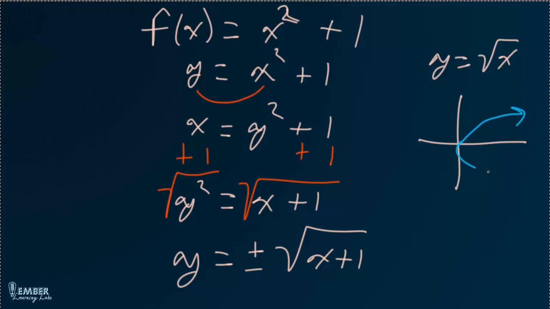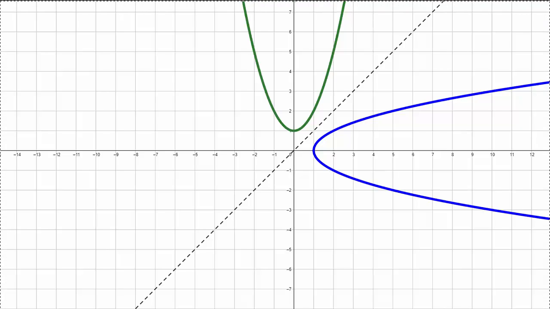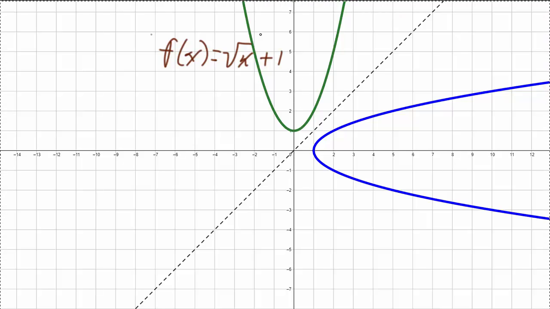So if you have plus and minus, it would be a full parabola going sideways. So if we graph them all together, we end up with this shape. This is our original up at the top. Our original was f of x equals x squared plus 1. That's going to make a lot more sense, huh? So y equals x squared plus 1, a parabola shifted up 1.